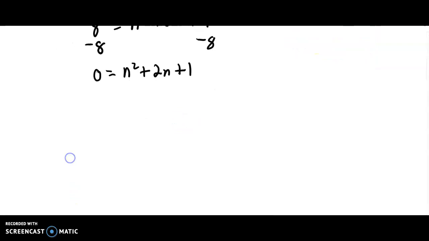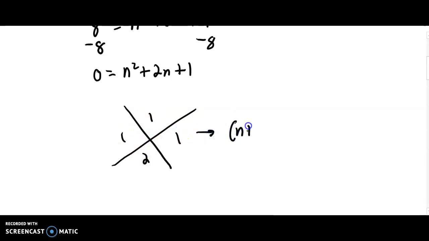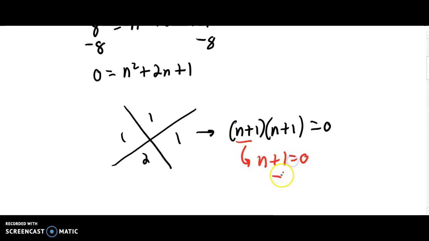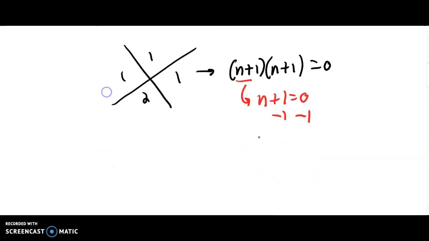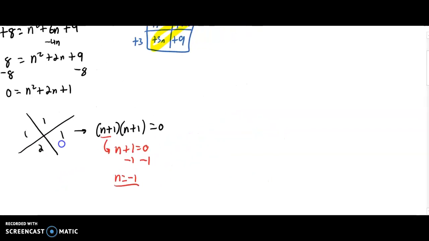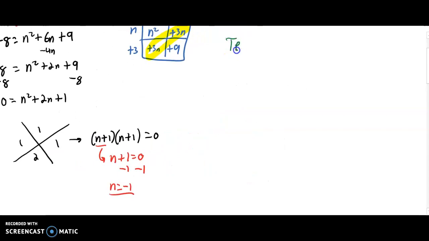Okay, we can go ahead and factor this guy now. 1 and 2, 1 and 1. So I get n plus 1 and n plus 1. Okay, let's set these equal to 0. So I get negative 1. We still need to go back and plug this in to test for extraneous solutions. An extraneous solution, again, is one where you plug it in and it does not work.